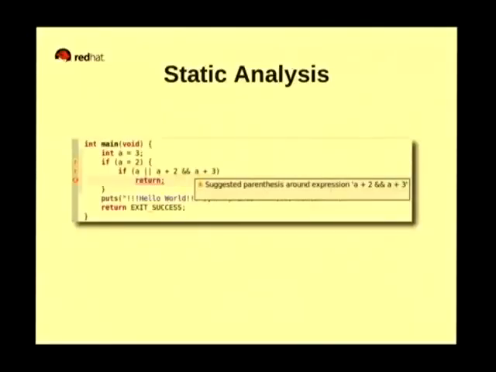Some other recent developments in Eclipse include static analysis. So this is being done on the fly. You don't need to save your file. It's not using GCC. It's using the internal representation of the source code to do static analysis without doing a build. So you can see in this case, there's just a little bit of an ambiguous expression. So there's a suggestion around adding some parentheses.